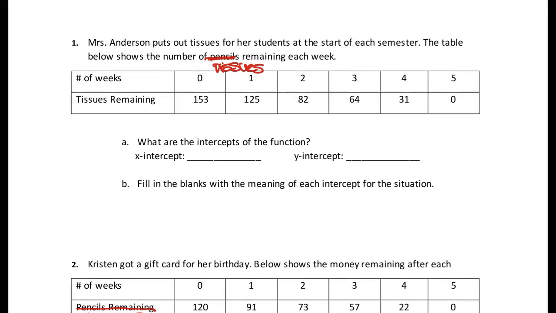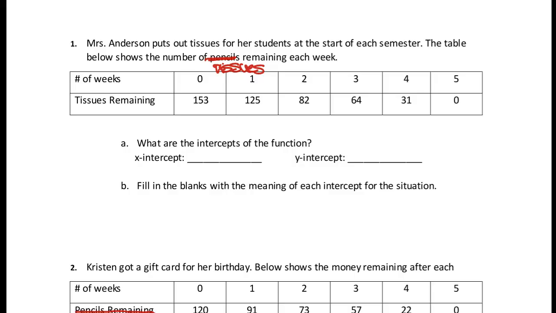All right, so let's focus on number 1 now. Mrs. Anderson puts out tissues for her students at the start of each semester. The table below shows the number of tissues remaining each week. Okay, first of all, I want you to see, can you find the x and y intercepts? How can you do that? How can you tell very easily looking at this table?